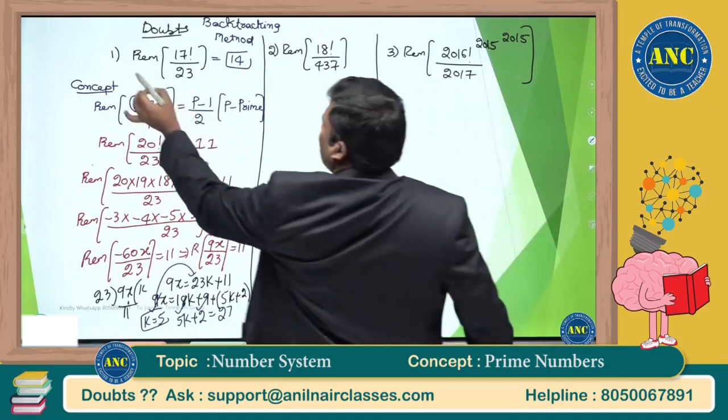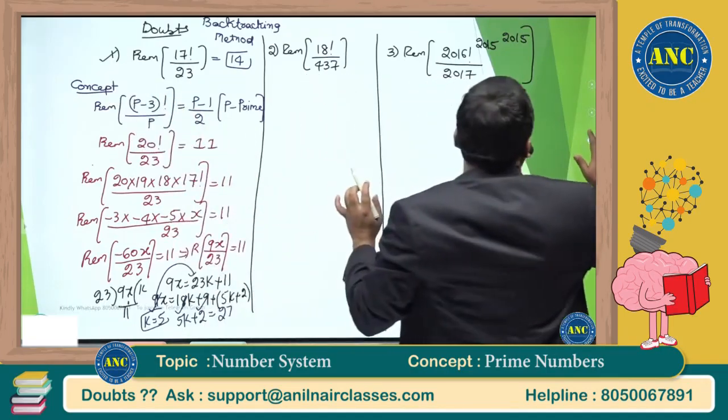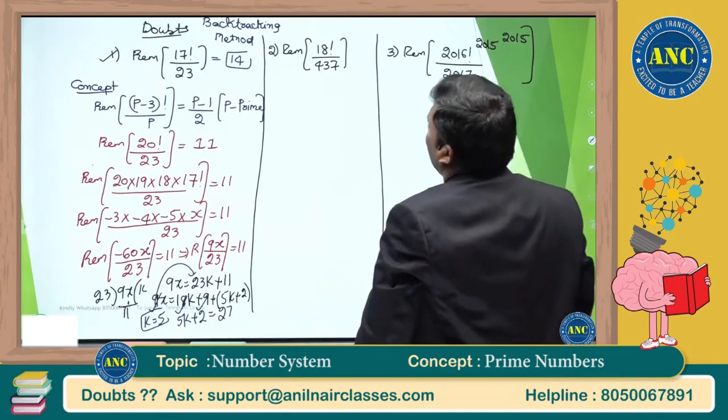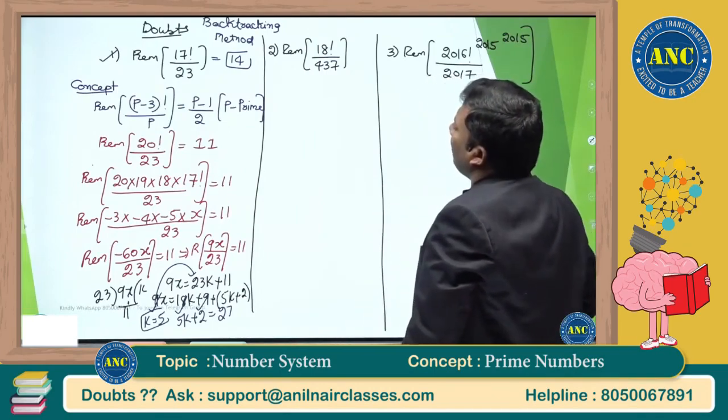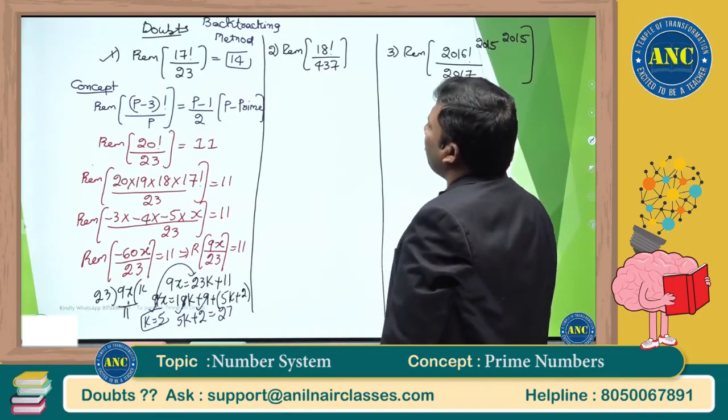I hope the first doubt is clear. Second one. Sir, 18 factorial divided by 437.